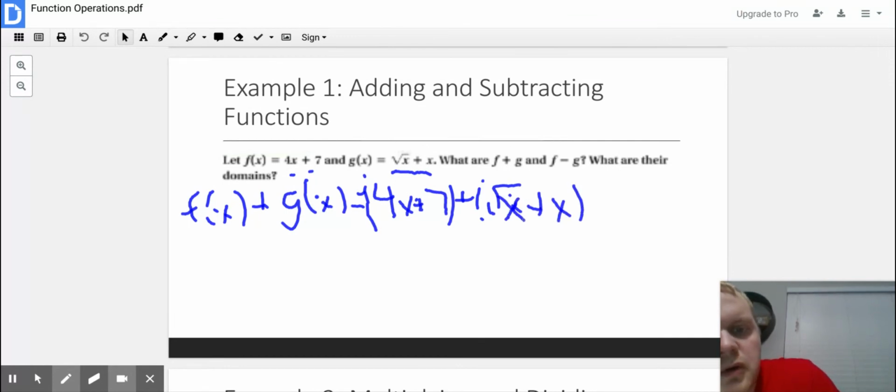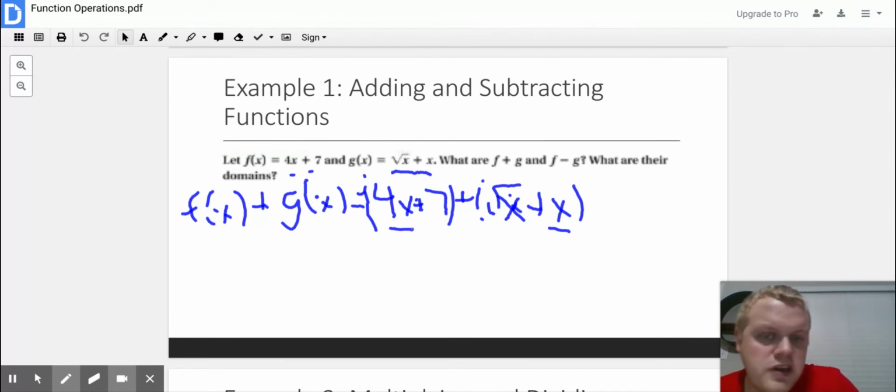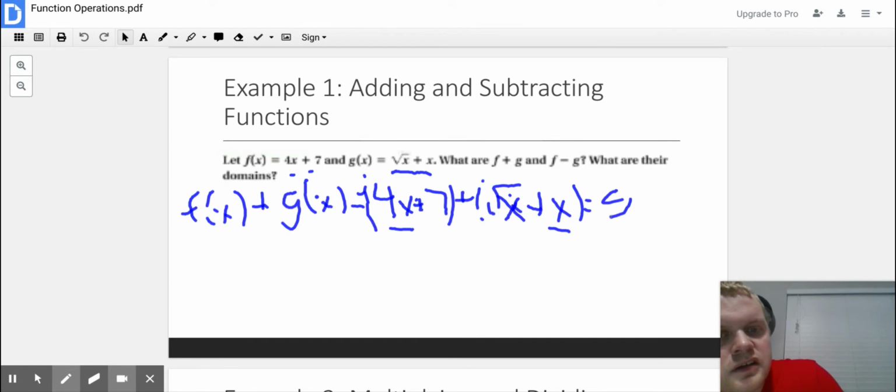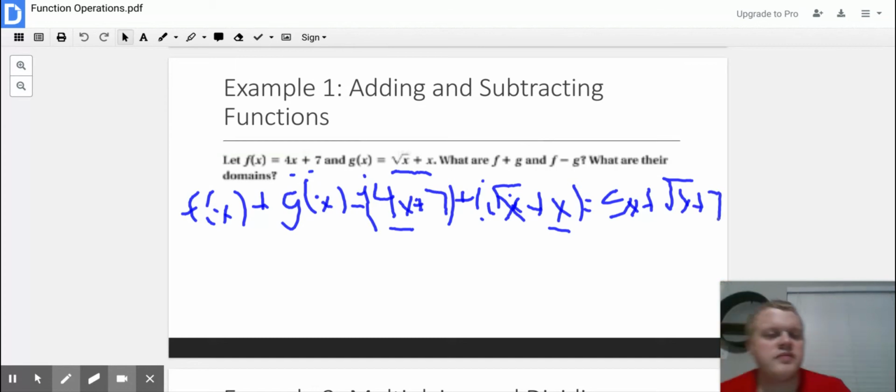The main thing we want to remember here, guys, is that since we're adding, all we're going to do is combine like terms. So I do have x's that I can combine. Even though it's a square root and it is an x, it's on the inside there, so it's a different type of term. So I cannot combine that with the other terms. So 4x plus x would give me 5x. Then we have plus the square root of x plus 7.